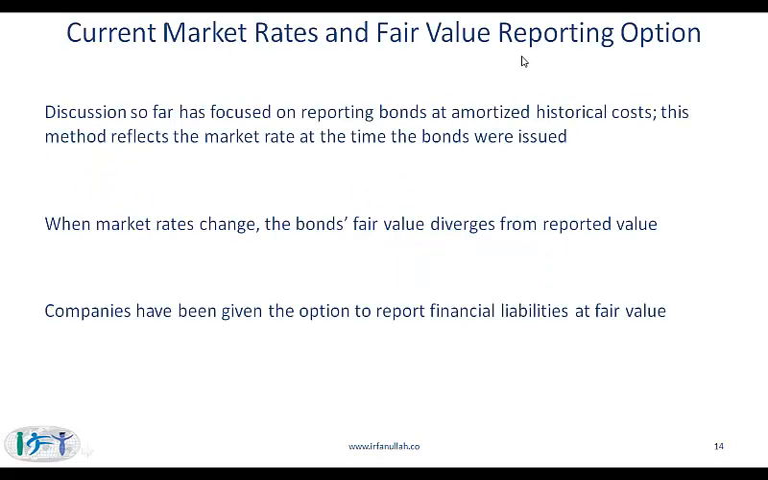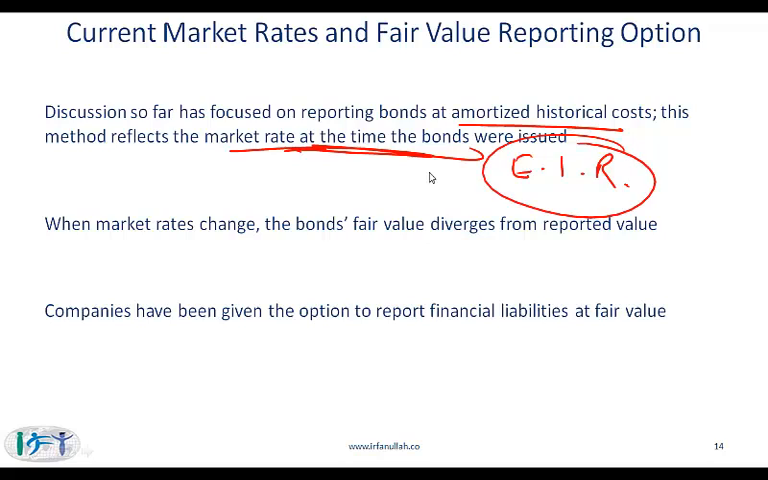Current market rates and fair value reporting option. All the discussion so far has focused on reporting bonds at amortized historical cost. This method reflects the market rate at the time the bond was issued. What's the other term for this? It is the effective interest rate. So all the discussion has focused on using that effective interest rate, having an initial historical cost and amortizing so that ultimately the value of the bond is equal to par.